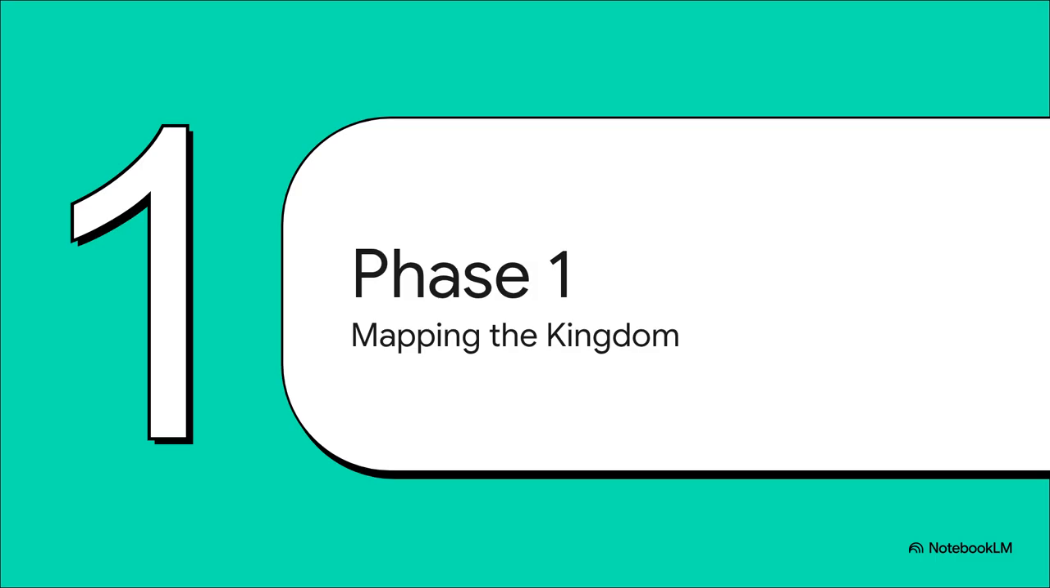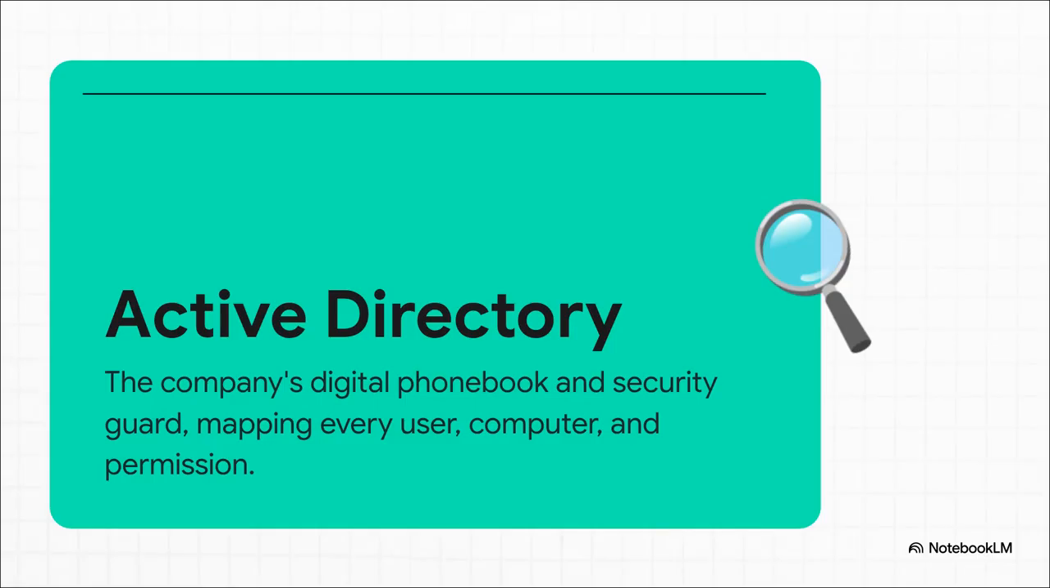Okay, so the very first thing any attacker does is get the lay of the land. Before you can conquer a kingdom, you've got to have a map. This is the reconnaissance phase, where the attacker is just silently charting out the entire digital territory. And the map they're desperate to build is of the network's Active Directory.